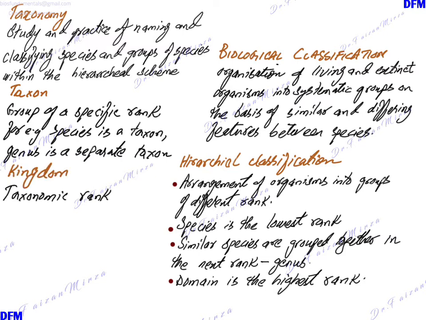Kingdom refers to a taxonomic rank which is below domain, and we classify eukaryotes in 4 different kingdoms: Plantae, Fungi, Protoctista, and Animalia.